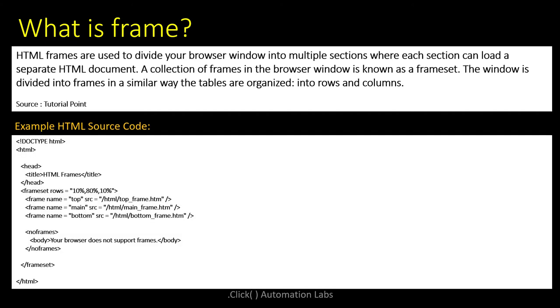Okay, so this is a sample HTML source code. You see this is a frame set. In a frame set you can have any number of frames. Here I defined 3 frames: frame 1, frame 2, frame 3. So this is a sample source code for frames.